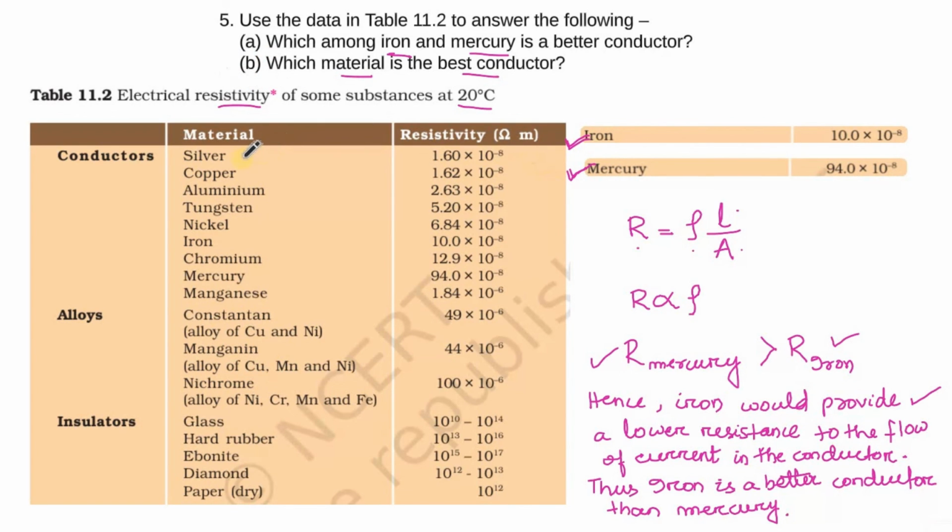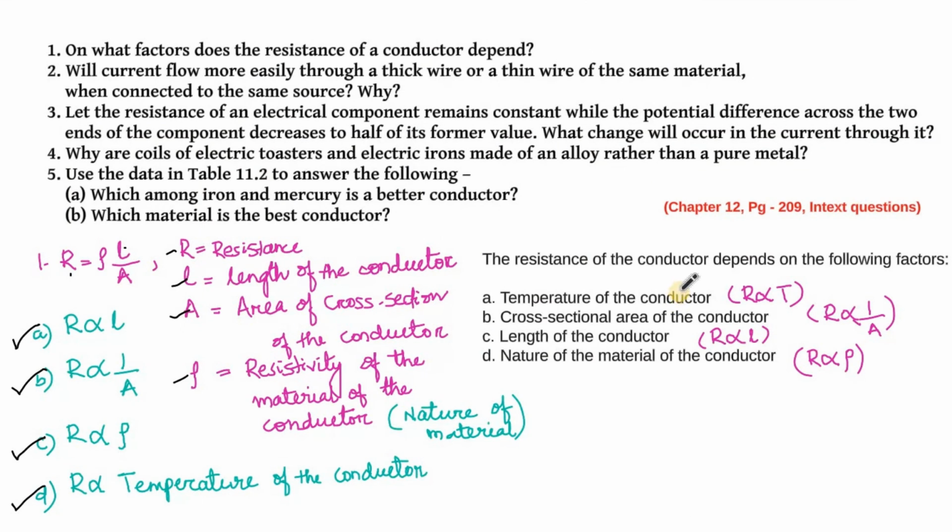Next question is, which material is the best conductor? Now, the material with the lowest value of resistivity will be the best conductor. So from this table, we see that the lowest resistivity is provided by silver with a resistivity of 1.6 into 10 to the power minus 8 ohm meter. Hence, silver is the material with the lowest resistivity and hence it is the best conductor. So the answer to the second question is silver. So these are the answers to these questions. I hope you've understood the solutions to all of these.